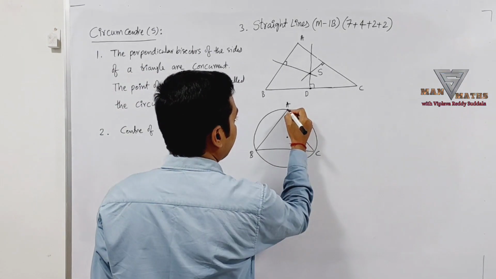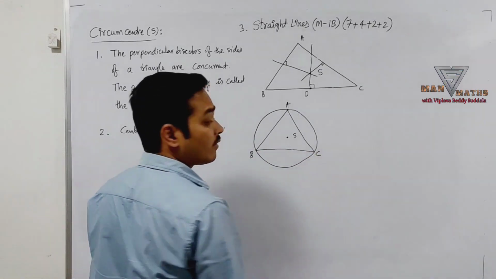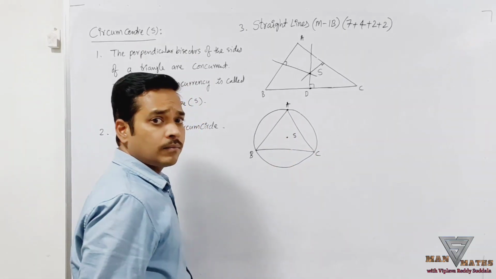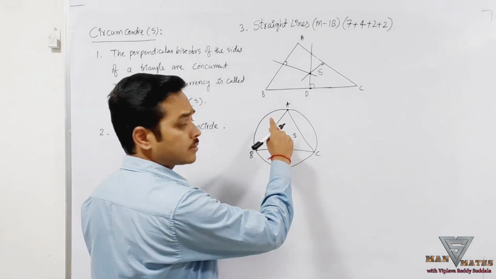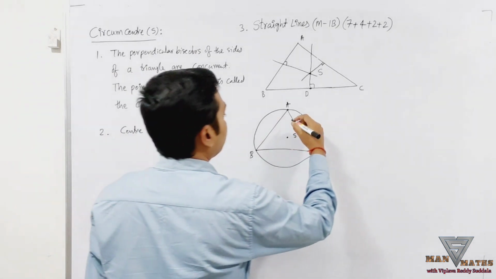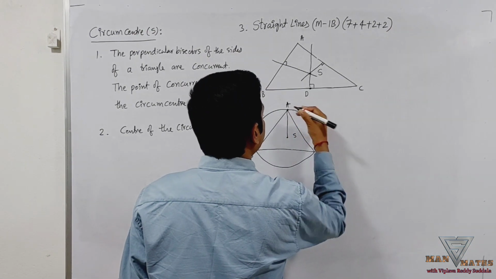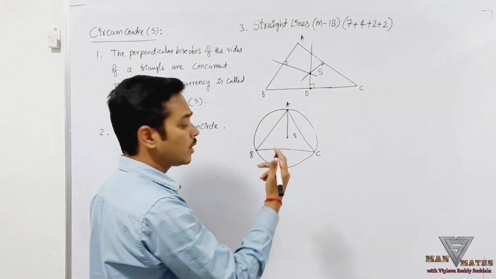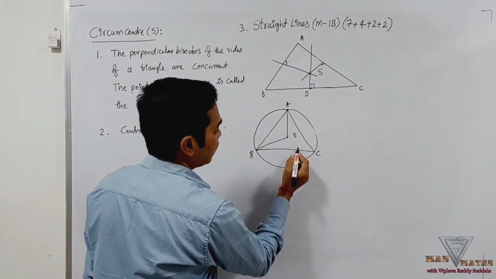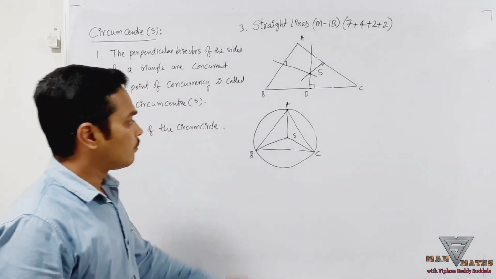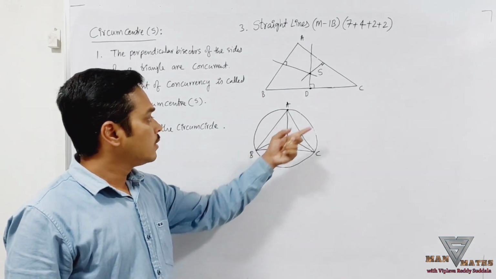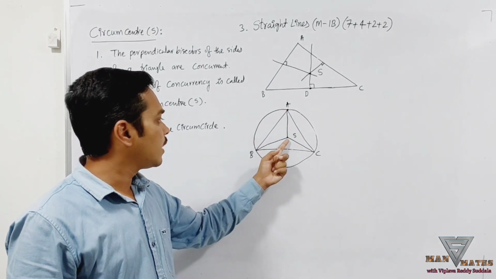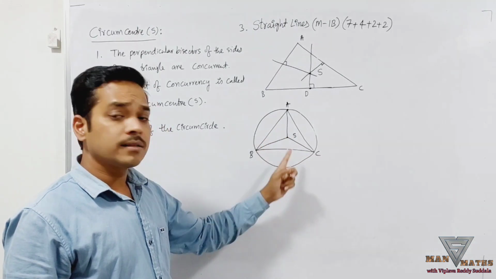Here A, B, C are the three vertices of the triangle, and all lie on the circumference of the circle. The distance from the center to the circumference is the radius. The radius of the circumcircle is the circumradius. From the diagram, S is the circumcenter. The distances SA, SB, SC are all circumradius.